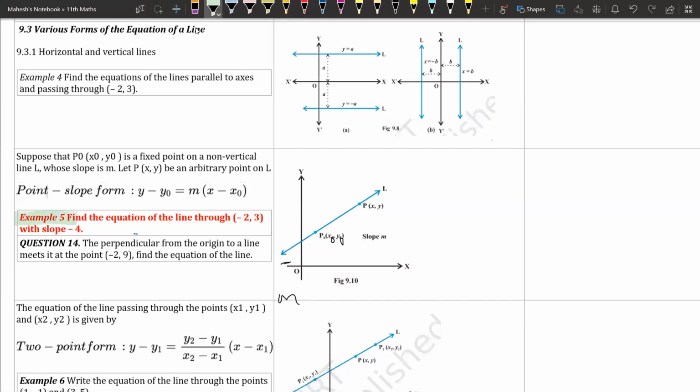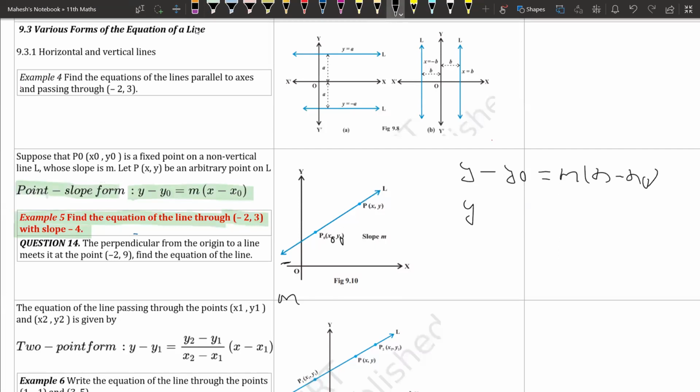Let's say in example number 5, it says, find the equation of a line passing through the point (-2, 3) with slope -4. Since we know one point and a slope, we'll be using the point-slope form. I'm writing the formula: y minus y naught is equal to m times (x minus x naught).